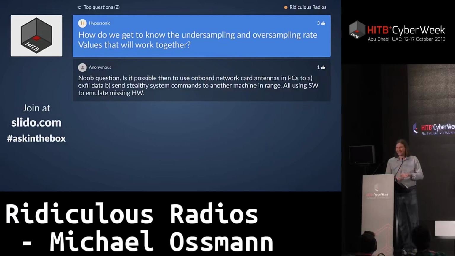Okay. So the next question: is it possible to use onboard network card antennas in PCs to A, exfiltrate data, B, send stealthy system commands to another machine in range, or using software to emulate missing hardware? That is a really cool question.